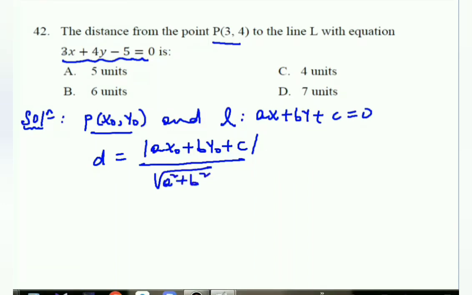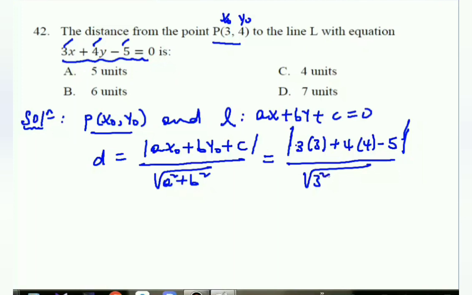From this line we have a, b, and c. A is 3, b is 4, c is minus 5. x0 is also 3, y0 is 4. So substitute everything here: absolute value of a times x0 plus b times y0 minus 5, c is already minus 5, over the square root of 3 square plus 4 square. You have a here and b here, c here.